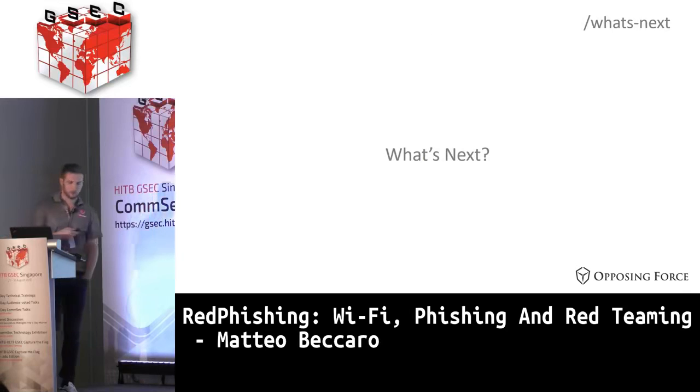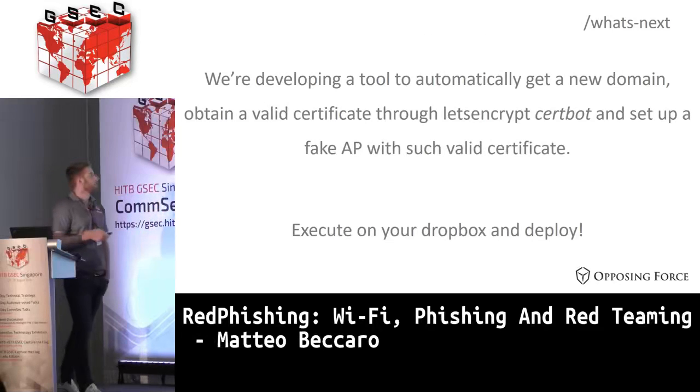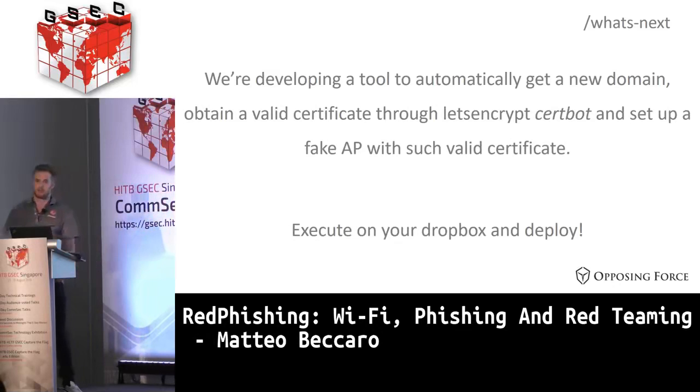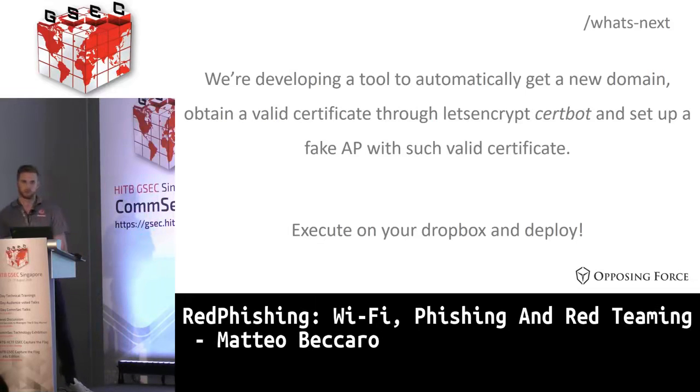So what are we trying to do now? The idea now is to develop a small tool, a small script that will automatically get us a domain, obtain a valid certificate from certbot, and set up the fake access point with such certificate, using hostapd. In that way, we can just execute the script on the Dropbox, deploy the Dropbox, forget about it for a couple of days, and then check for the credentials. This is the idea, and we plan to release the tool on GitHub in, I don't know, maybe a couple of weeks. Still trying to figure out what is the best provider for domains and these kinds of things.